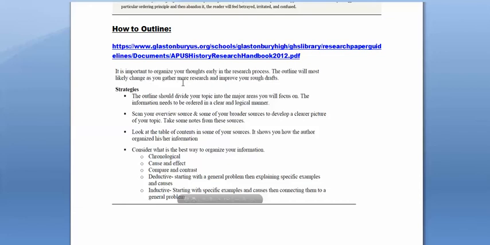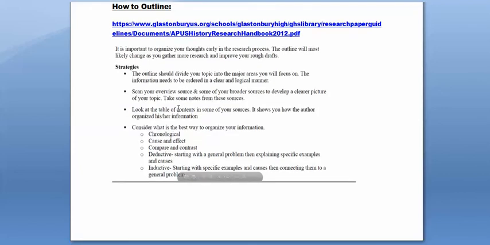Okay, it's important to organize your thoughts early in a research process so you know how things are going to look and where you need to develop things further. Okay, the outline will most likely change as you gather more research and improve on what you have, and maybe as you advance your thoughts of what you're going to include and exclude. So don't look at an outline as a final product. It should be changing as you go and slightly adjusting to keep you set up basically with a roadmap of what you're going to write.